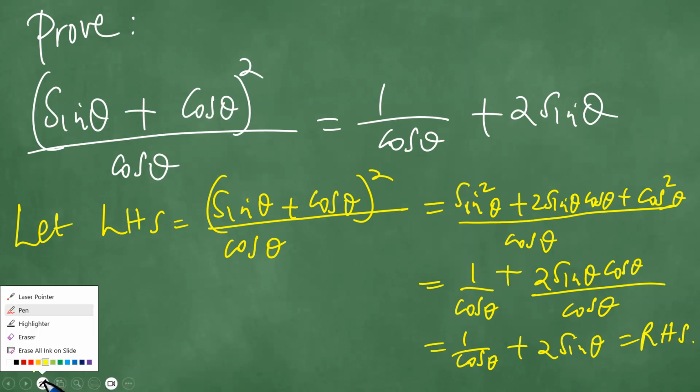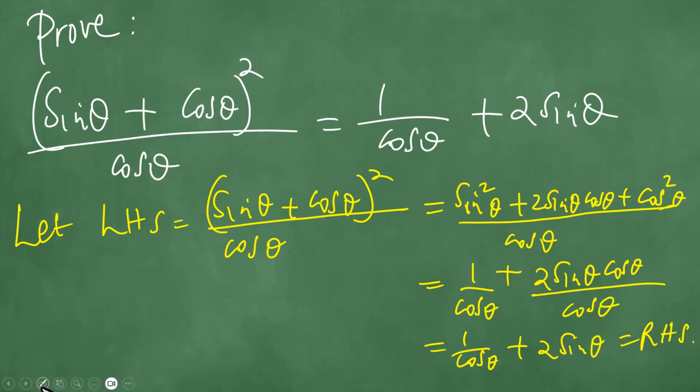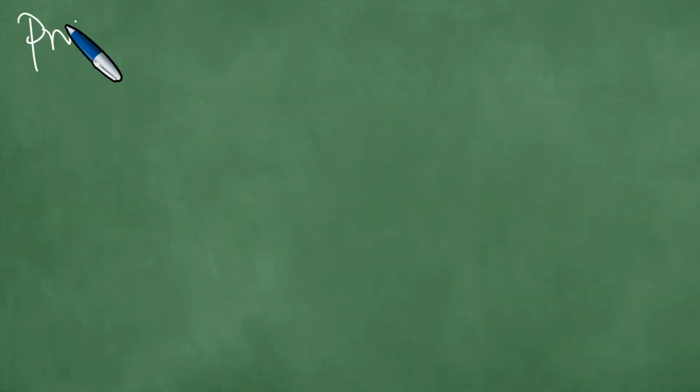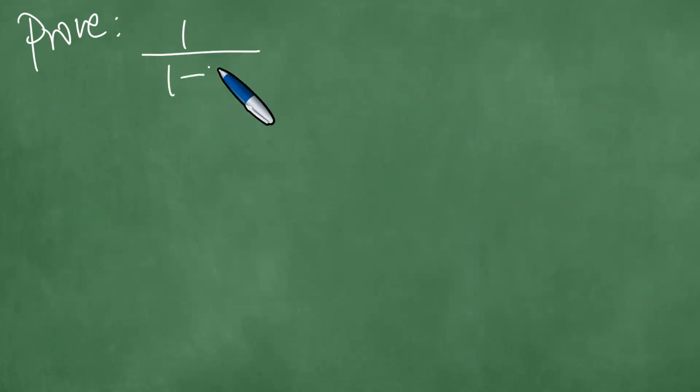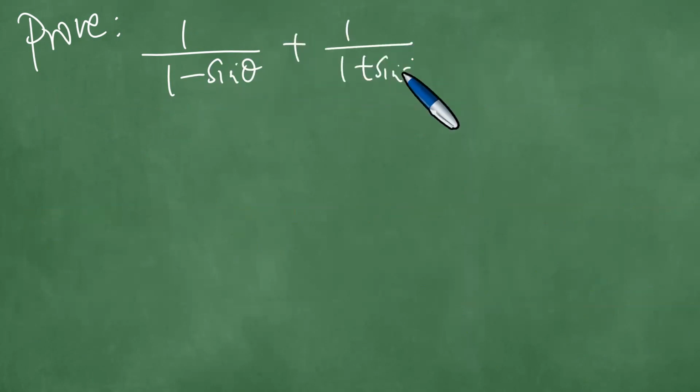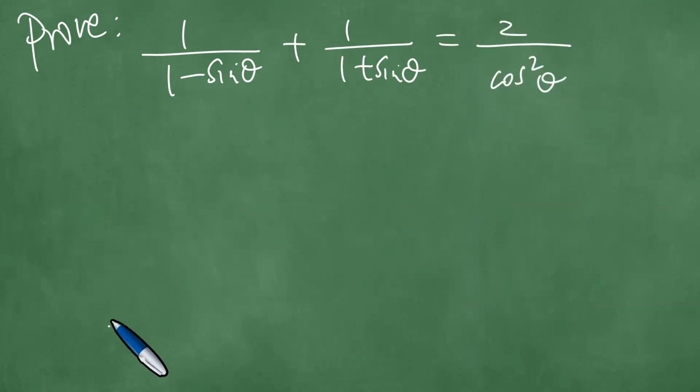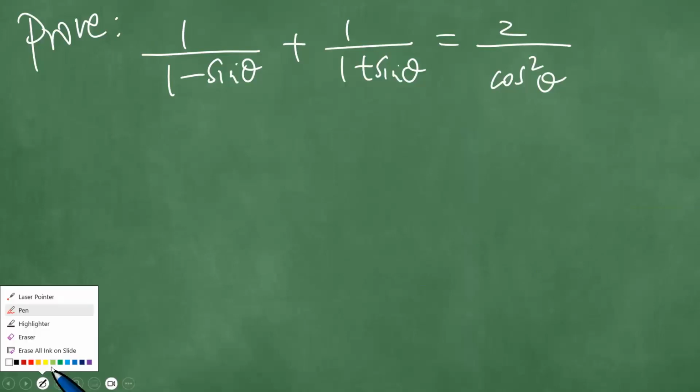Pay particular attention to the steps as we do the next example, even if you can't copy everything, because this video is being recorded. There's a question you need to prove: that 1 over 1 minus sine theta plus 1 over 1 plus sine theta equals 2 divided by cosine squared theta. How do you prove this, anyone? What is the first step?